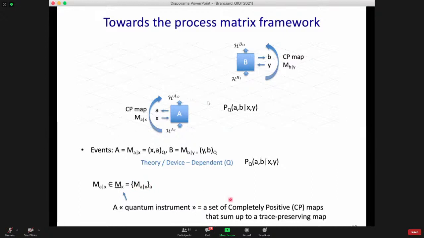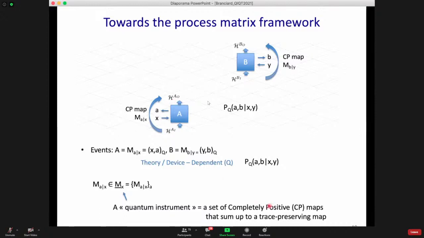For those who are not familiar with that, a completely positive map is an operation, a function that takes some operator inside this Hilbert space onto some other operator in this Hilbert space. So typically this will take a density matrix, a quantum state described as a density matrix, into another density matrix.